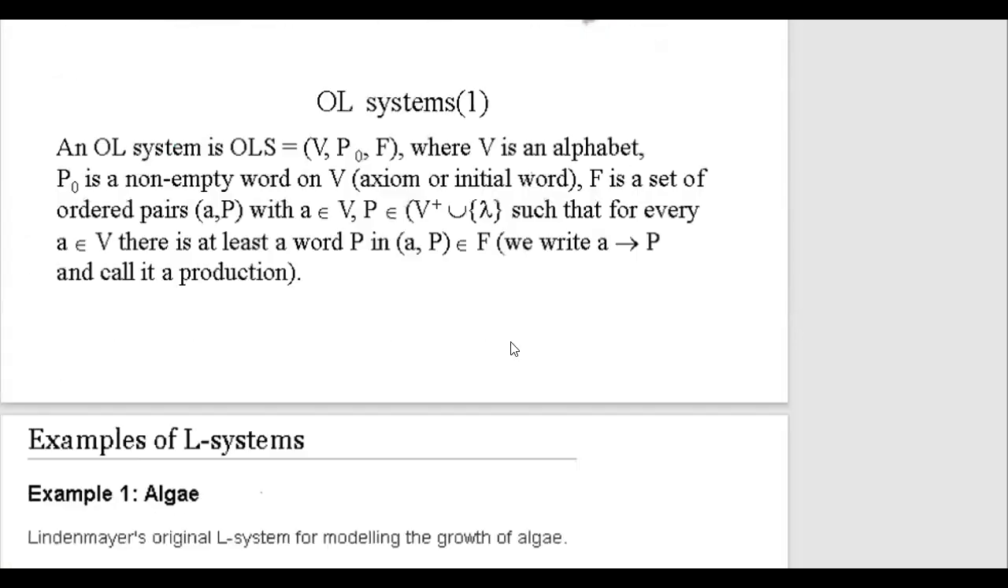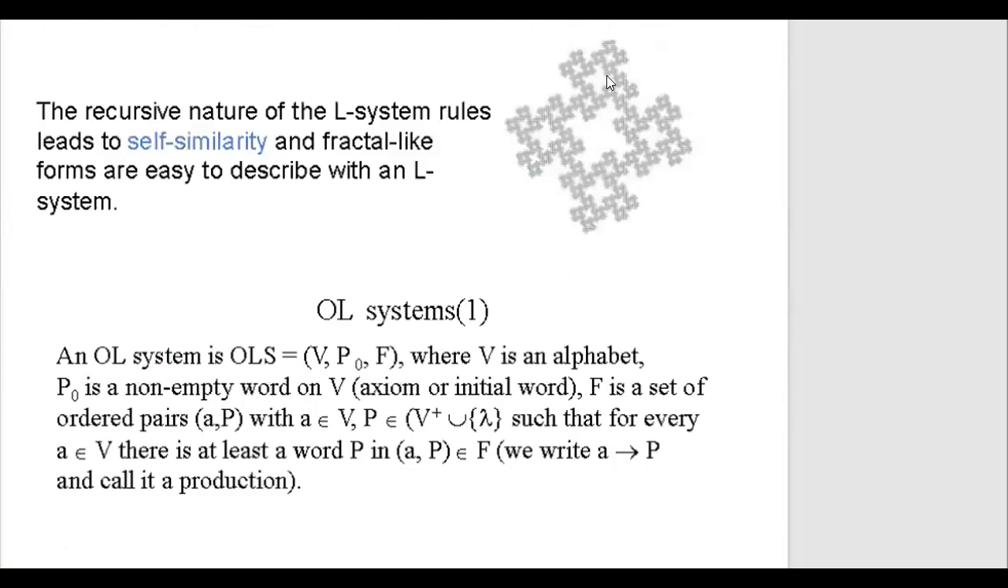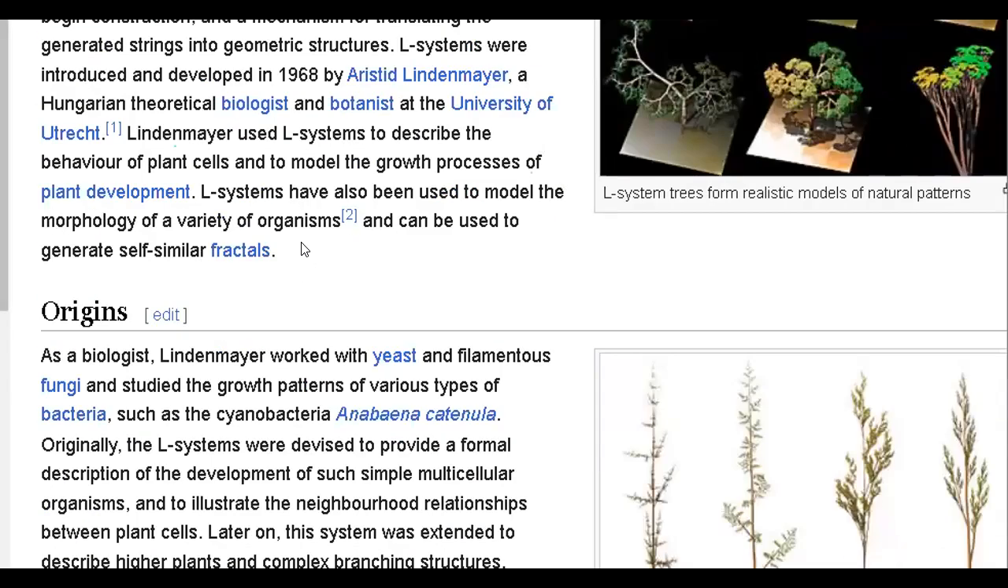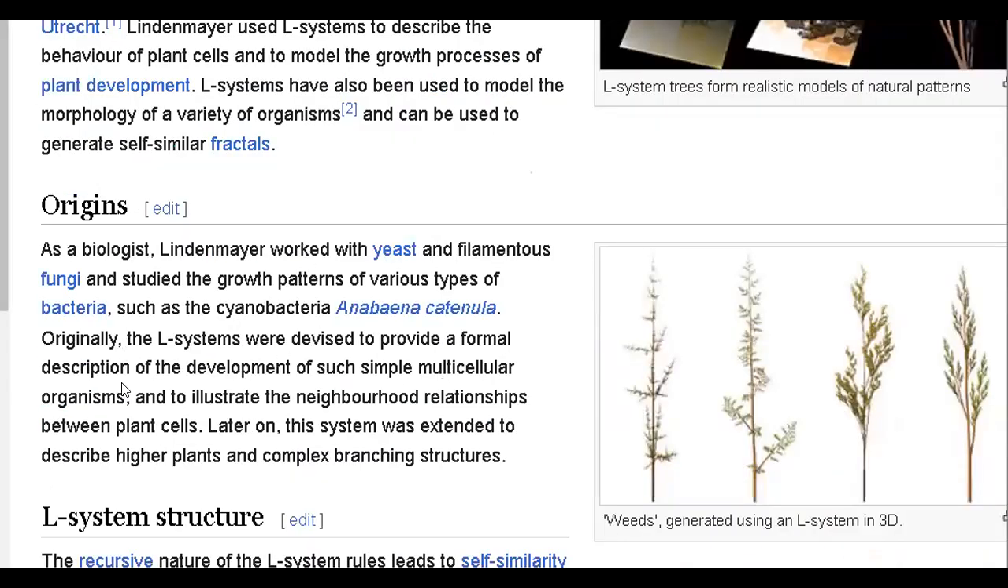Self-similarity, fractal-like structure. So we can use L systems to generate these kinds of fractal structures. So let's see what this L grammar is.